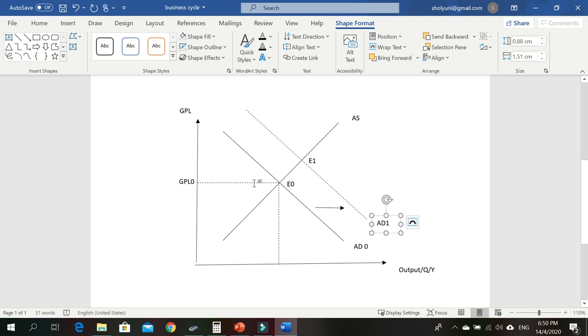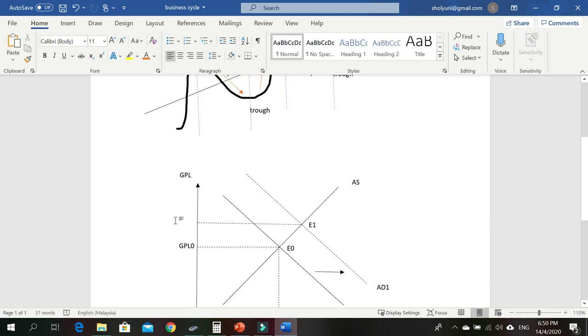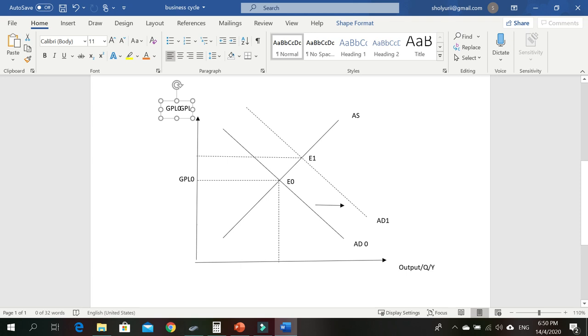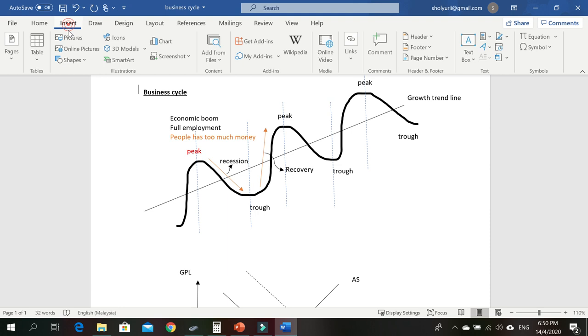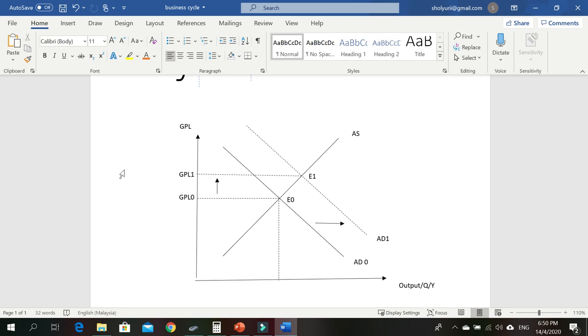So bila ada perubahan AD, equilibrium yang baru, what happened there? We will have a new price above that. So this new price is price equilibrium, but it's higher. So apa yang bermaksud higher tu? We have the problems of inflation. So here, kita akan ada harga yang baru, iaitu GPL1. The price is higher. Harga meningkat. So with the higher price, the country is facing a new problem, which is inflation.